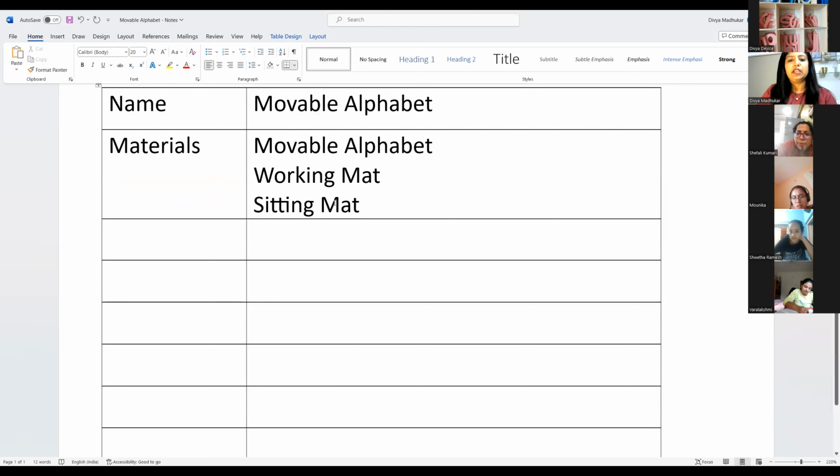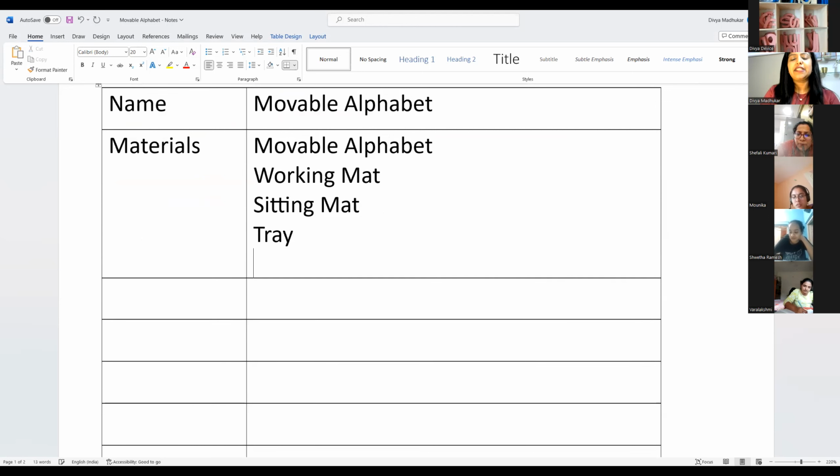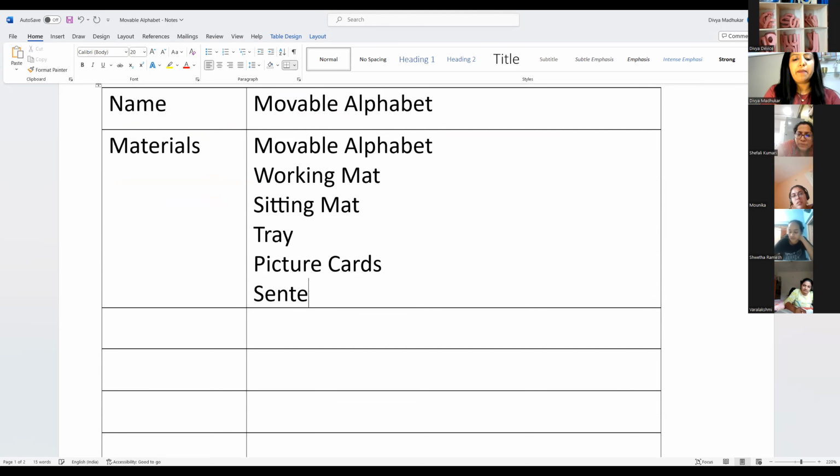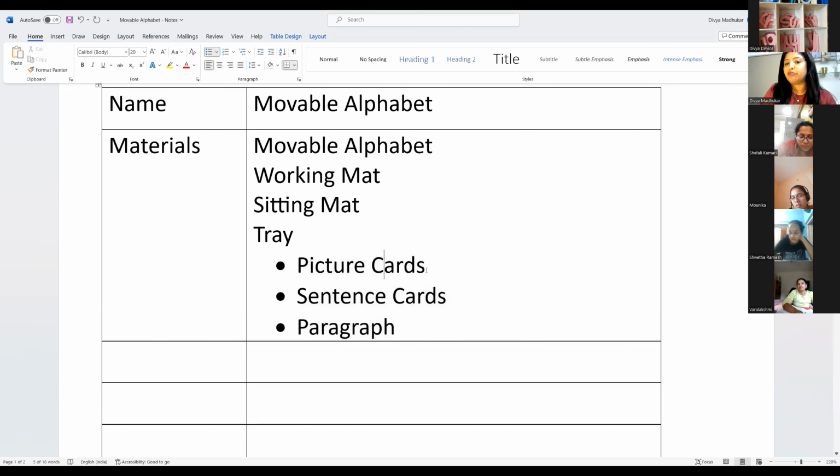Next, what else do you need? Do we need a tray? Okay, so I'm going to keep some trays. In case I need some picture cards, I'm going to keep those also. Picture cards. In case I need any sentence cards, I'm going to keep a sentence card. In case I'm using a paragraph, I need to have that paragraph also. So these would all be my prepared material. I need to have these prepared and readily there.